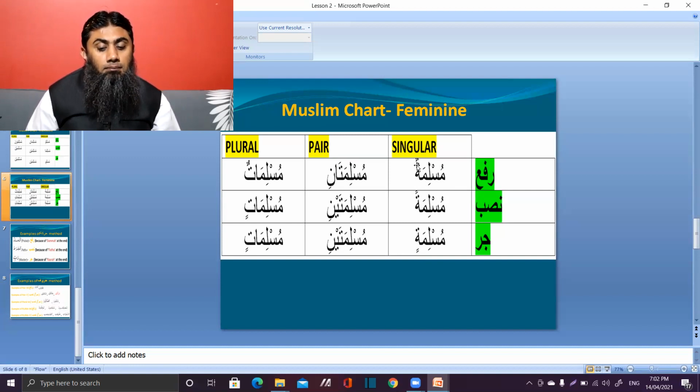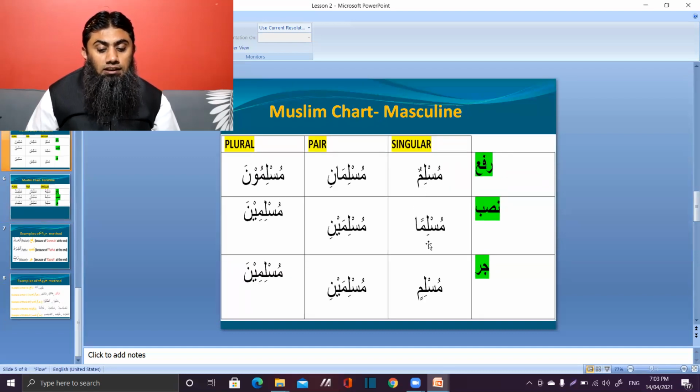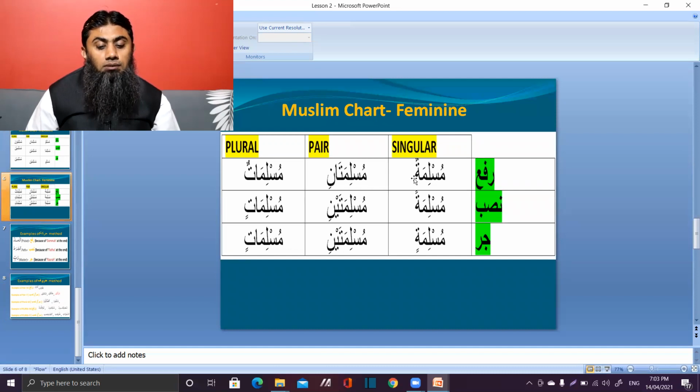As you can see, it is damma or pesh, rafa; fatha or zabar, nasab; kasra or zer, jar. So muslimatun, muslimatan, muslimatin. The only difference is that in this chart you have muslimun, musliman, muslimin. Here you have muslimatun, muslimatan, you have the extra ta. But the method is the same. Because it is singular ism, you use the haraka method and look at the haraka of the last letter, and that's how you decide the status.